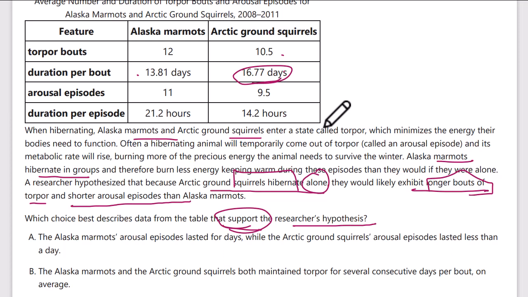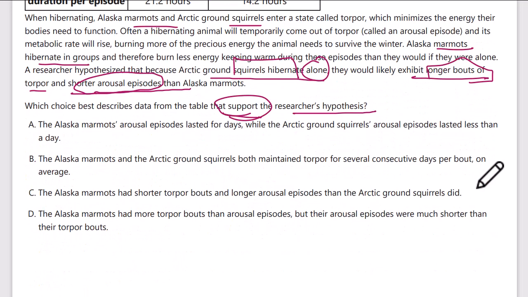And shorter arousal episodes, so their arousal episodes were 14.2 hours compared to 21.2 hours, which is shorter. Okay, that looks to be the data that's going to tell us. Let's check the answer choices. I tried to predict the answer from the table before I look at the answer choices.